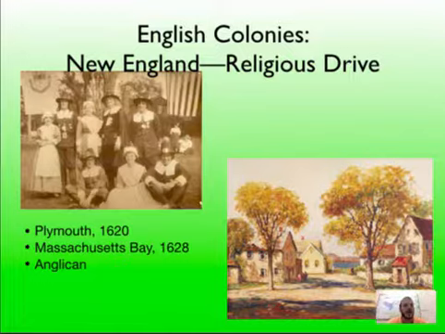And when I think of the New England colonies, I think of that religious drive that was the focus of so much of what they did. Plymouth, founded in 1620, and Massachusetts Bay in 1628, both by religious dissenters, people who were upset with the national church in England, the Church of England, the Anglican Church. They were dissatisfied with it for a variety of reasons. And as a result, you have a very different sort of migration.